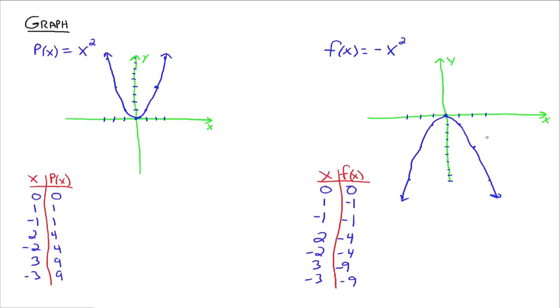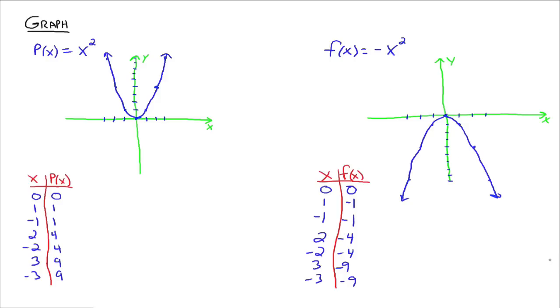So we can make some type of generalizations here, right? So the coefficient of the x squared here, over on the left, it's a positive 1, and the coefficient of x squared over here on the right is a negative 1. And that really determines if the parabola is going to open up or down, right? So for parabolas that open up, that leading coefficient of the x squared has to be positive. And for parabolas that open down, that coefficient of the x squared has to be negative.